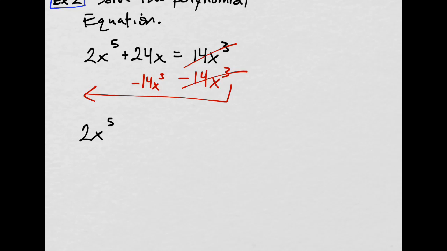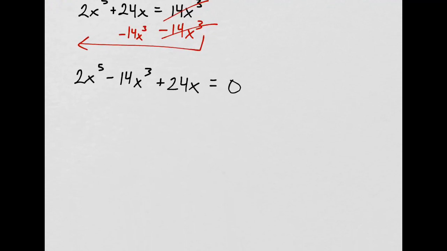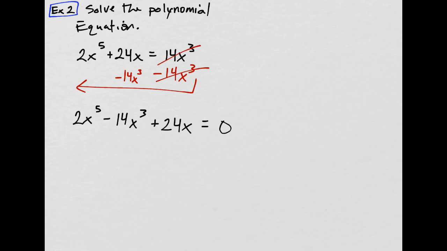And I'm going to write it in standard form, where I have descending exponents. And then plus 24x. I can't combine these because they don't have the same type of x. And then equals 0. So, step 1, get everything over to one side. Step 2, you try to factor completely using any technique that we have already used.